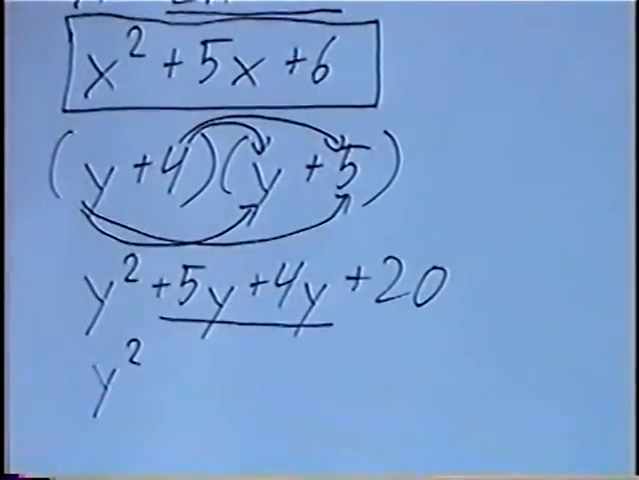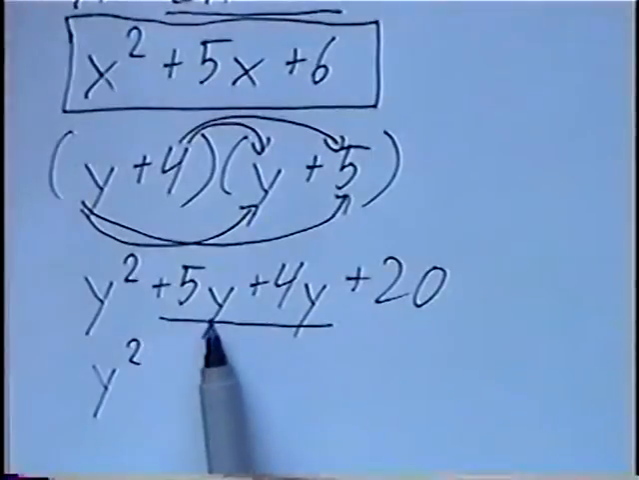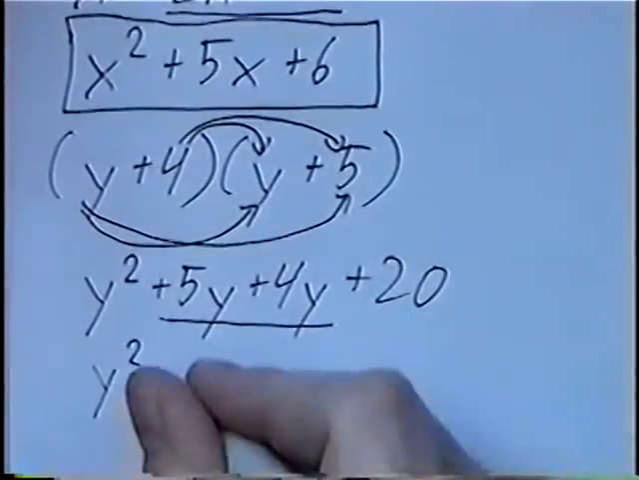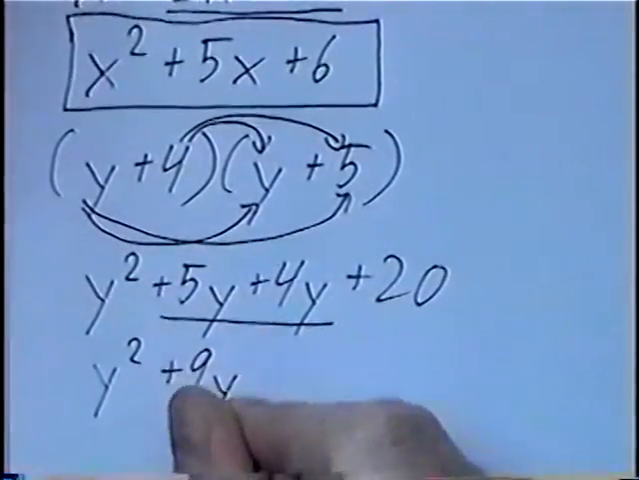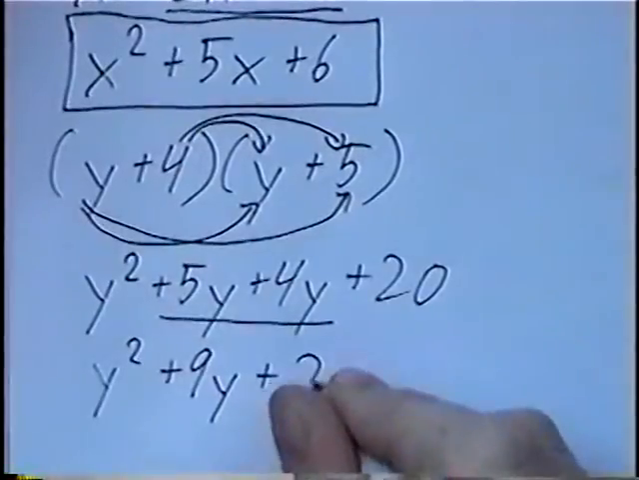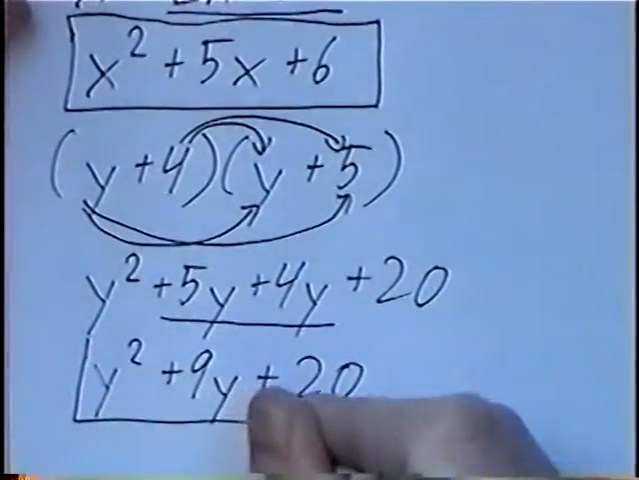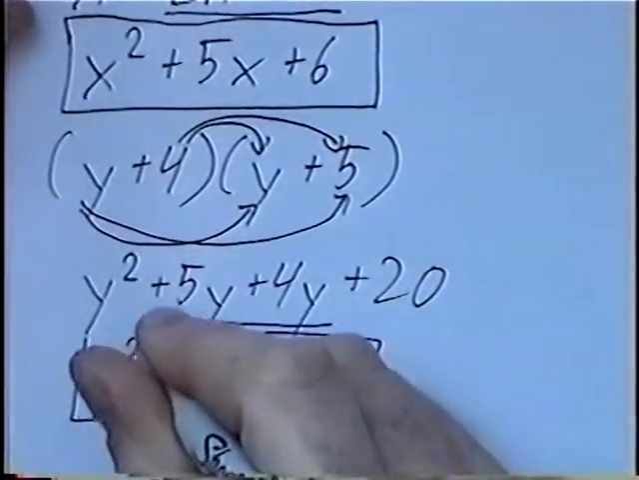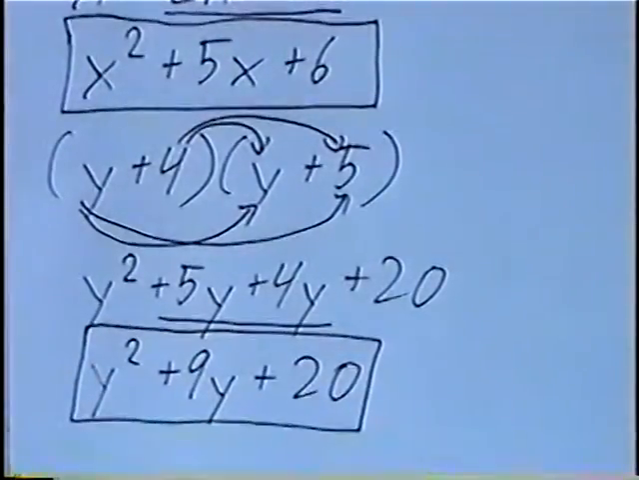So rewriting our answer, y squared would stay the same. 5y plus 4y would be 9y. And 20 would stay the same. So our final answer would be y squared plus 9y plus 20.